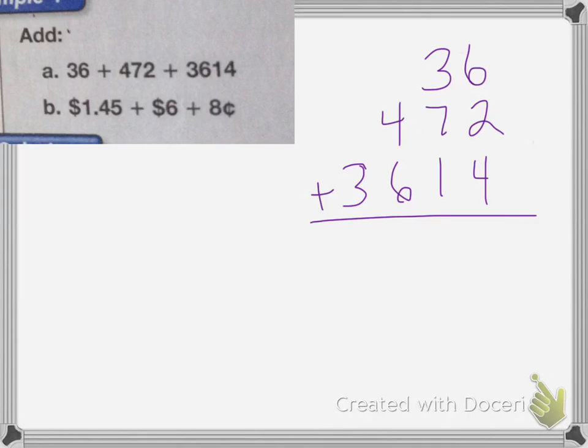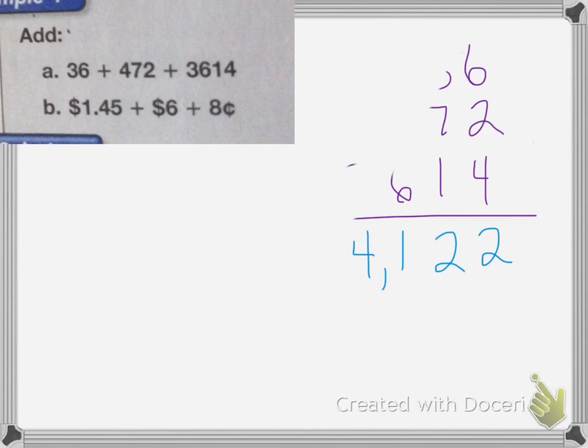Then I'm going to go column by column. 6 plus 2 is 8, plus 4 is 12. I'm going to carry my 1. 1 plus 3 is 4, plus 7 is 11, plus 1 is 12. Carry my 1. 6 plus 4 is 10, plus 1 is 11. Carry my 1. 1 plus 3 is 4. So my answer is 4,122.